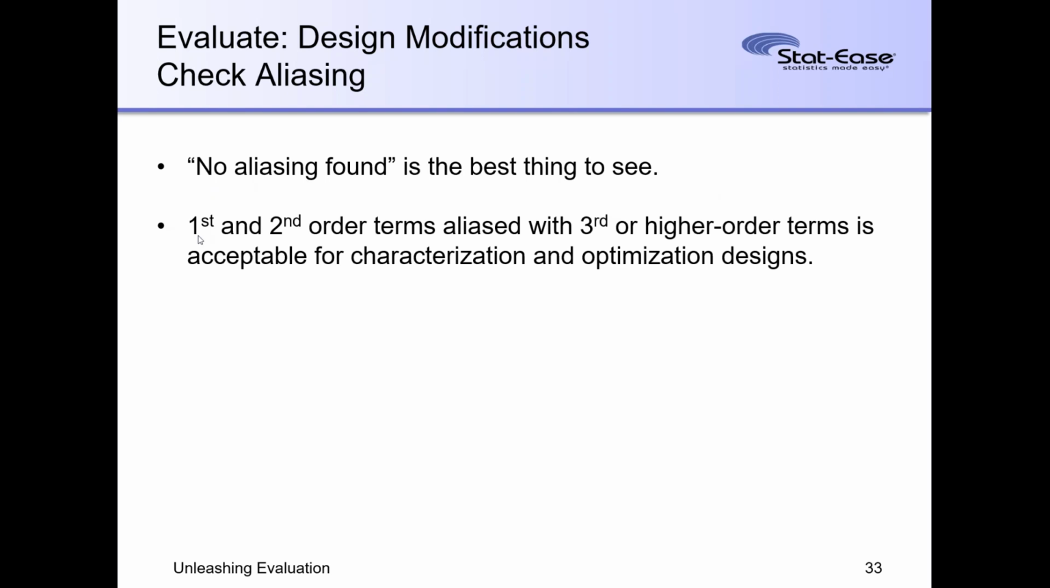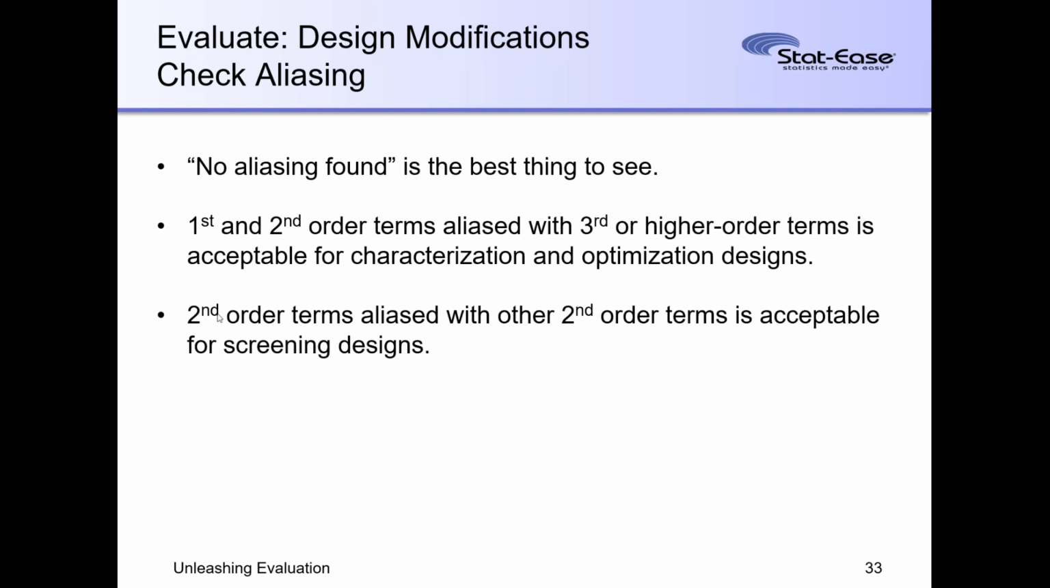However, when you have some fractional designs, you'll end up with first and second order terms being aliased with third or higher order terms. This is acceptable for characterization and optimization. In smaller designs, second order terms might be aliased with other second order terms. This is acceptable for screening designs where the goal is to detect important main effects. Notice though that the first order effects, your main effects, are aliased with third order or higher terms.